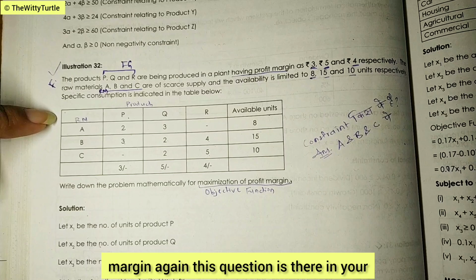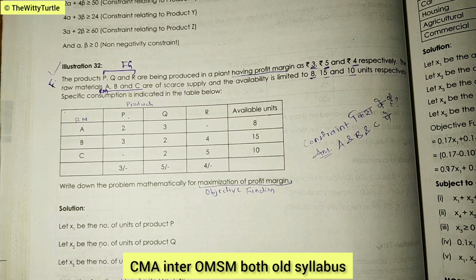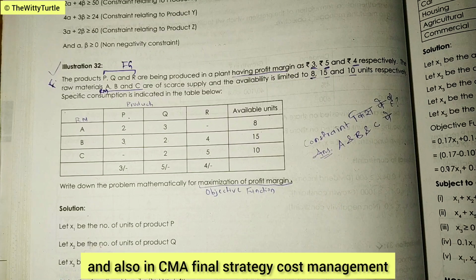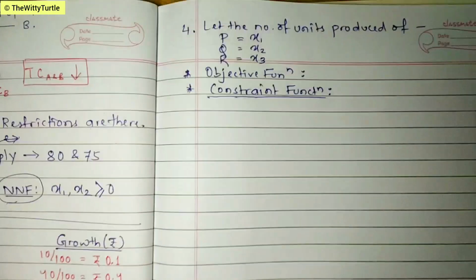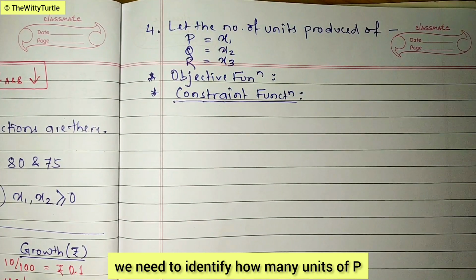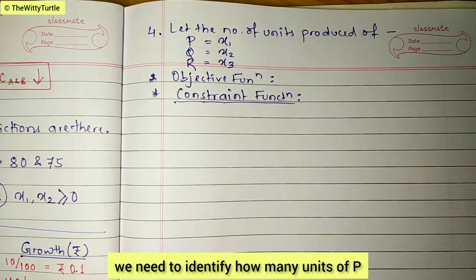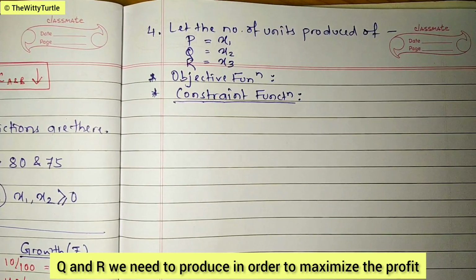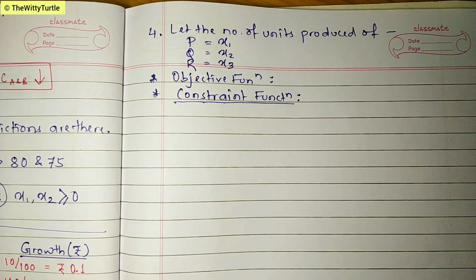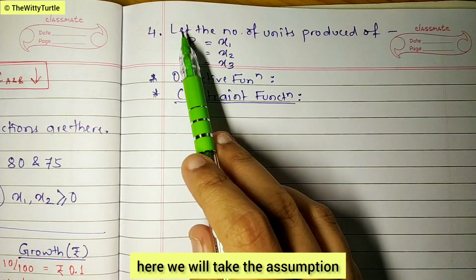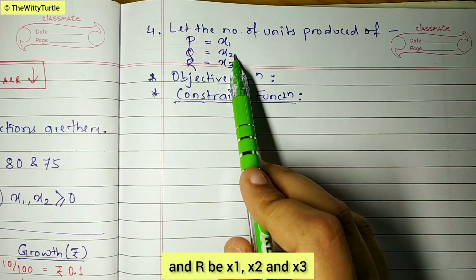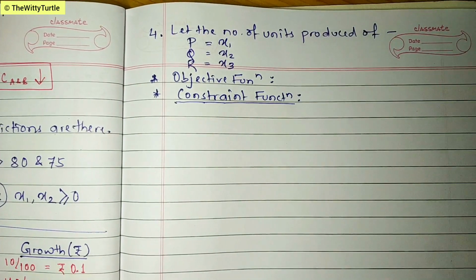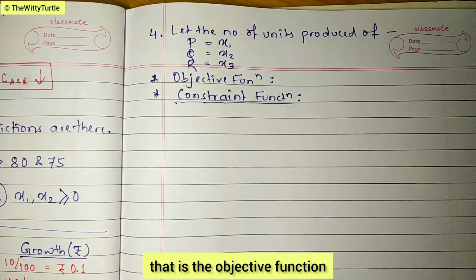Again, this question is there in your CMA Inter OMSM, both old syllabus and new syllabus, and also in CMA Final Strategic Cost Management. So let's start with the solution. So in this particular question, we need to identify how many units of P, Q and R we need to produce in order to maximize the profit, right? So here we will take the assumption, let the number of units produced of P, Q and R be x1, x2 and x3, right? Now coming to the next part, that is the objective function.